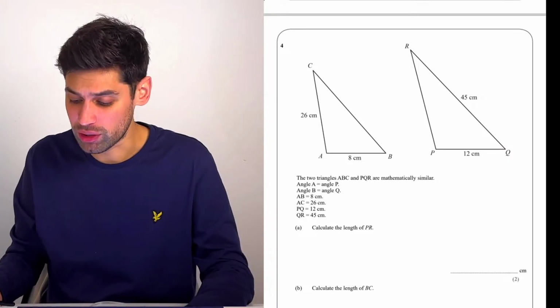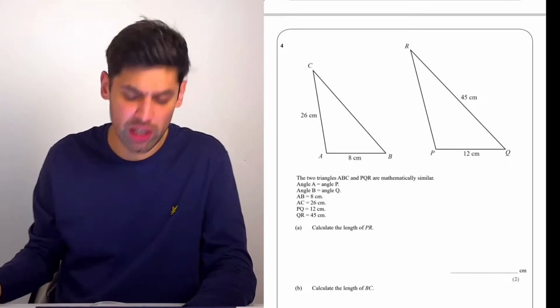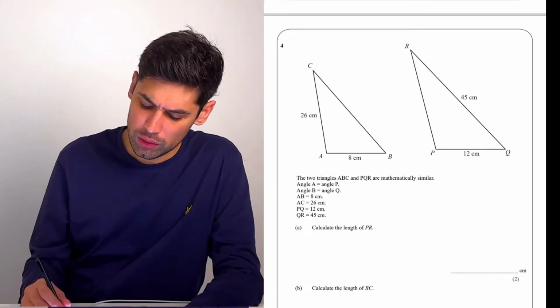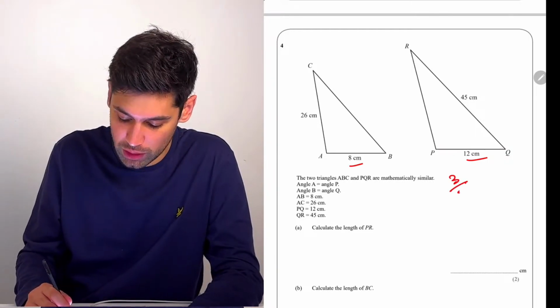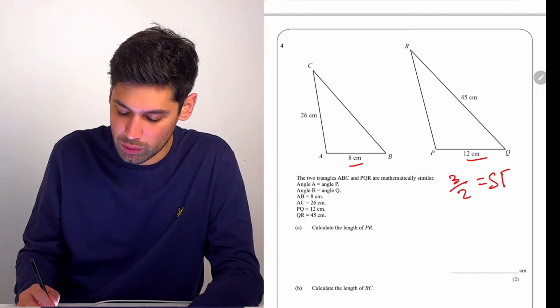Actually, they're both quite nice fractions. Let's do 12 over 8. Yeah, I've changed my mind. We're going to do 12 over 8. So 12 divided by 8 is 3 over 2. So our scale factor is 3 over 2.